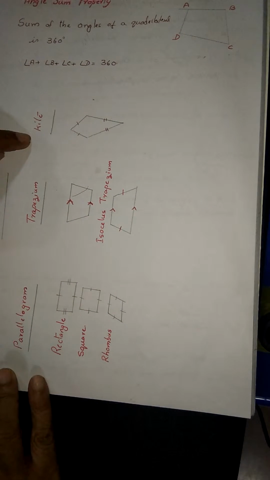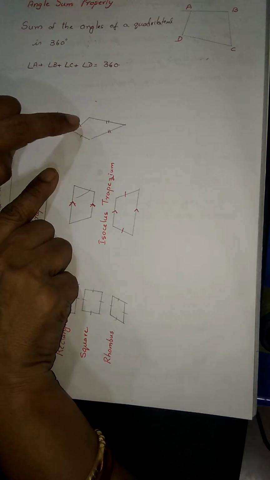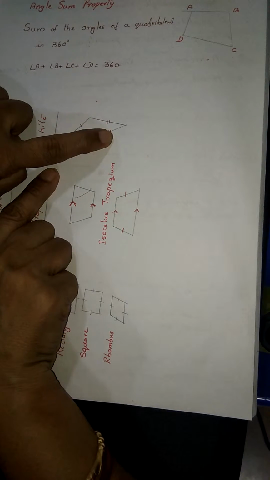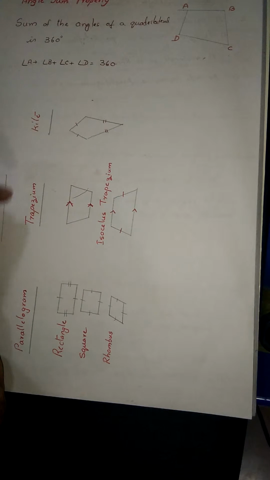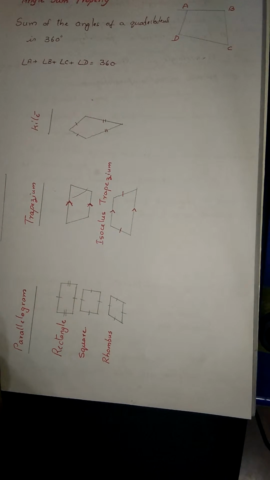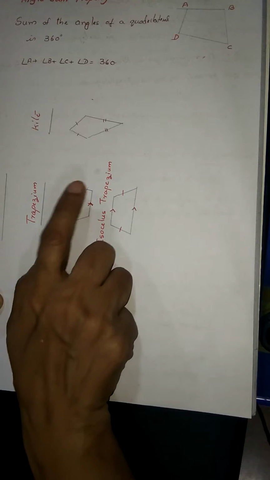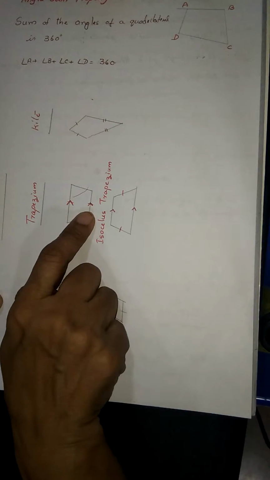And another variety is kite. In a kite, these 2 sides are equal and these 2 sides are equal. So, kite and trapezium are not parallelograms, because for a parallelogram, the opposite sides have to be parallel and equal. Here, only one pair of sides is parallel. These are not parallel and they are not equal either. So, a trapezium is not a parallelogram.